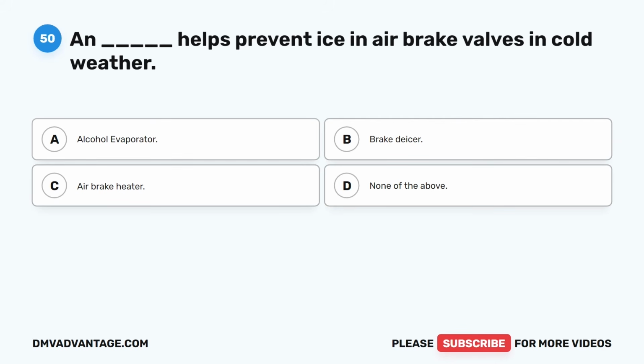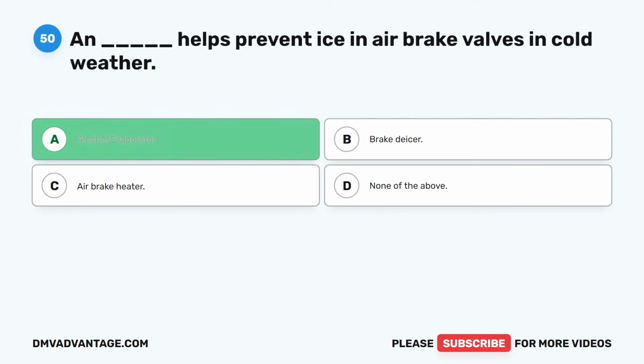Question 50. An blank helps prevent ice in air brake valves in cold weather. A. Alcohol evaporator. B. Brake dicer. C. Air brake heater. D. None of the above. The correct answer is A.